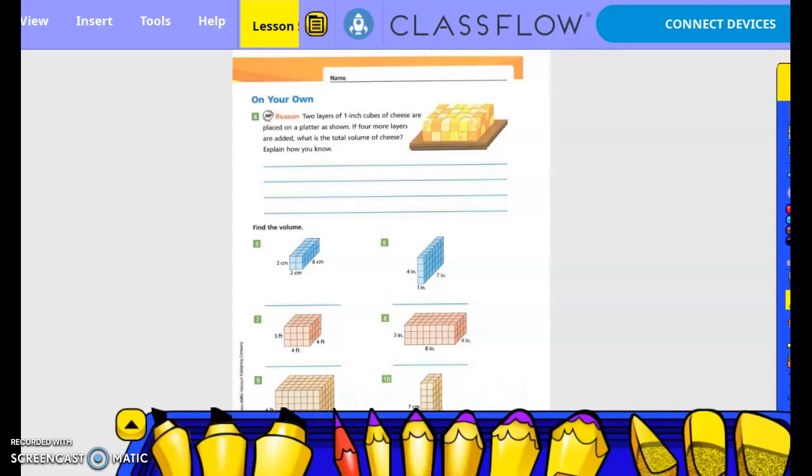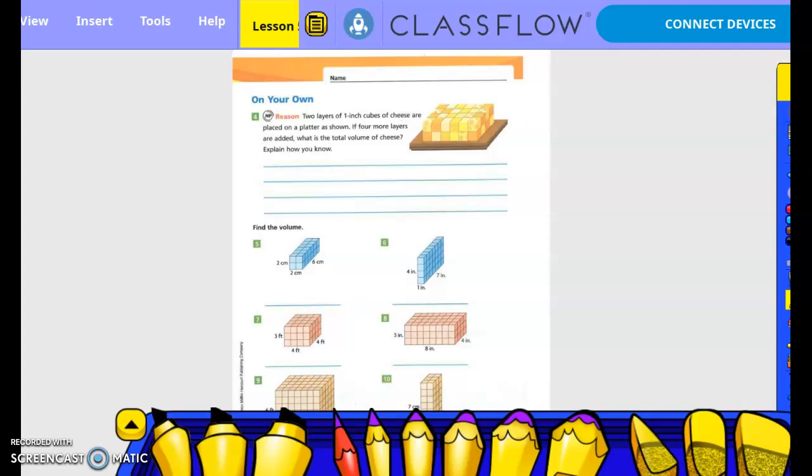Fifth grade into math, lesson 5.4, part 2. On your own, reason: 2 layers of 1-inch cubes of cheese are placed on a platter as shown. If 4 more layers are added, what is the total volume of the cheese?